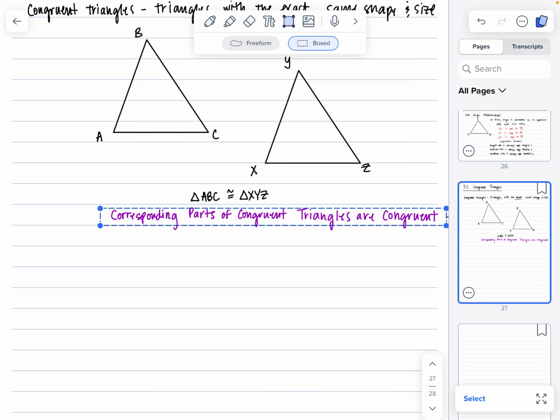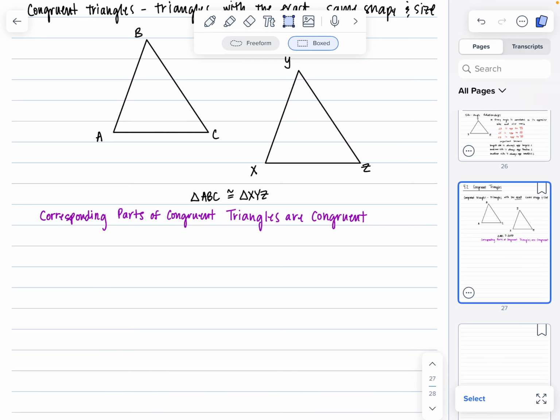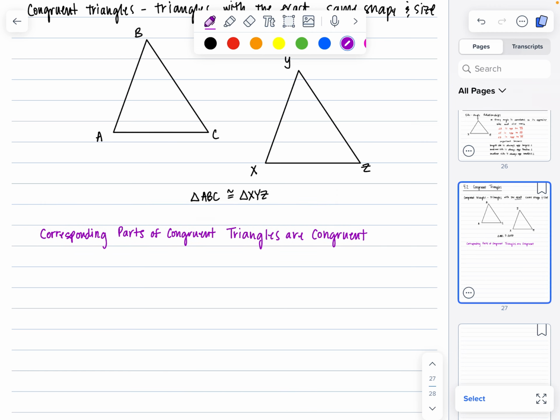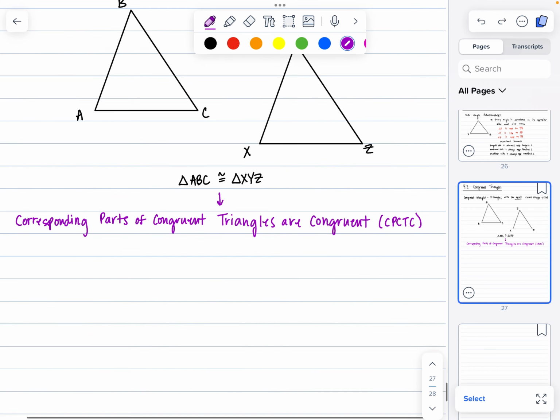Wow, I probably should have given you a lot more space to start this off. And this is essentially what this means. We have CPCTC. We are going to be writing this out a lot in the upcoming lessons. But corresponding parts of congruent triangles are congruent. We clearly see that these two triangles are congruent, which means the corresponding parts are also going to be congruent. And that's where naming this triangle is actually very, very important.